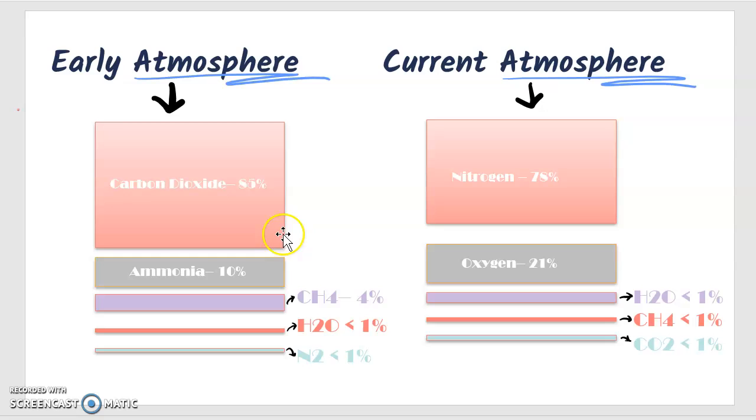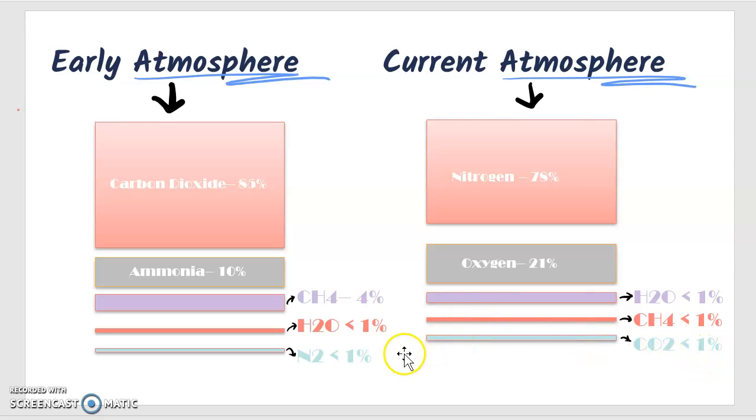If you compare the early atmosphere and the current atmosphere: during the early atmosphere, carbon dioxide is 85%, ammonia 10%, methane 4%, water 1%, nitrogen 1%. In the current atmosphere, nitrogen is 78%, oxygen 21%, water 1%, methane 1%, and carbon dioxide 1%.